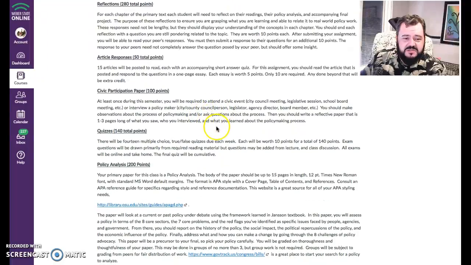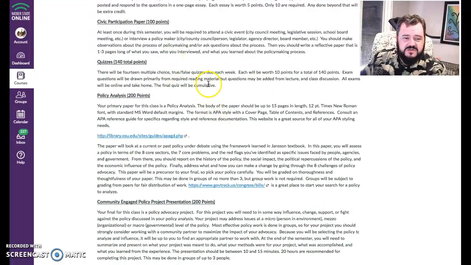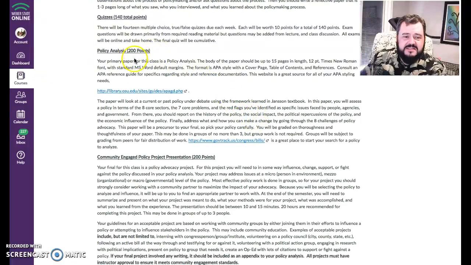Civic participation is important. Your quizzes are also very important. Your policy analysis, this is a big paper. It is going to be due July 22nd. Get that in. Work on that from the very beginning, from the first assignment that you look at. Start thinking about, what am I going to do my policy analysis on? It should be 10 to 15 pages in length. You'll find that that might not be enough, but try to keep it limited.